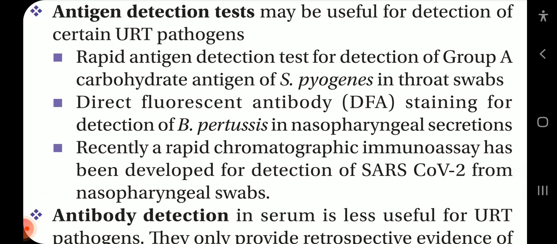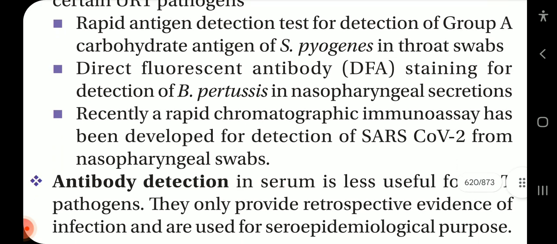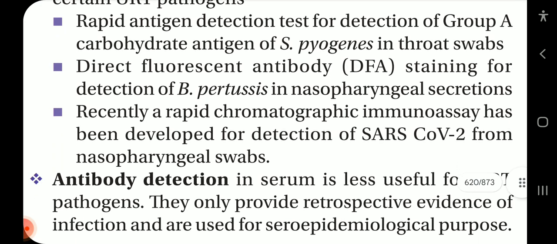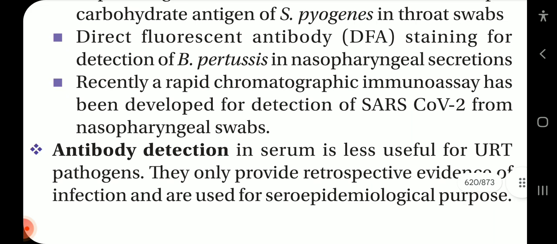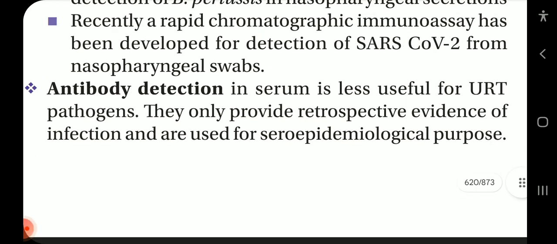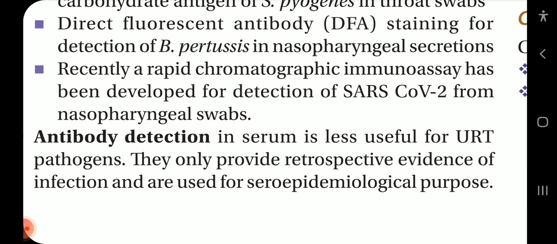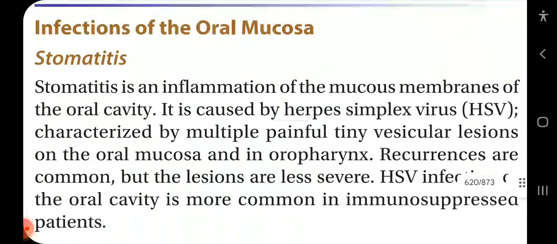Antigen detection tests may be useful for detection of certain URT pathogens. A rapid antigen detection test detects the group A carbohydrate antigen of Streptococcus pyogenes in throat swabs. Direct fluorescent antibody (DFA) staining is used for detection of Bordetella pertussis in nasopharyngeal secretions. Recently, a rapid chromatographic immunoassay has been developed for detection of SARS-CoV-2 from nasopharyngeal swabs. Antibody detection in serum is less useful for URT pathogens. It only provides retrospective evidence of infection and is used for seroepidemiological purposes.